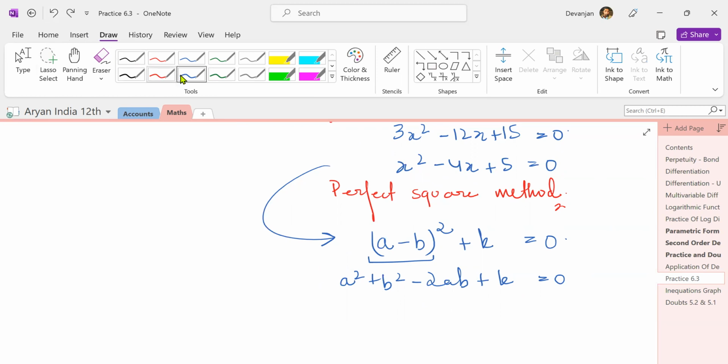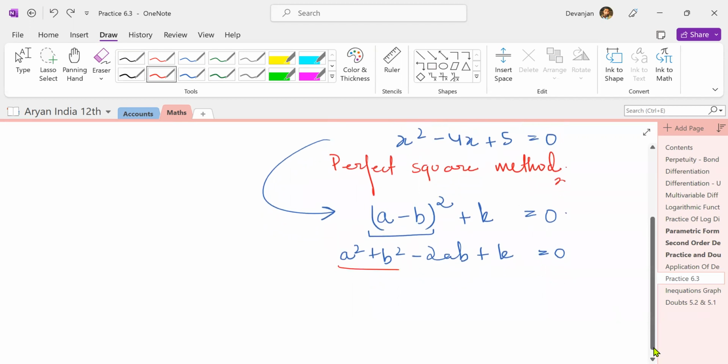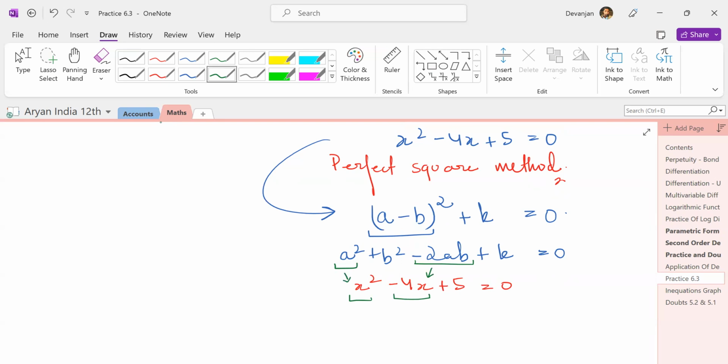Then how to do that is basically, first of all, notice the similarities between this and this. What is the similarity? I'll just write it here for a quick second. X square minus 4x plus 5 equal to 0. Notice the similarity that we already know the squared value, isn't it? We already know one of the squared values. We don't know this. And we know some part of this here, and some part of this is known. The b square is unknown. Some part of the k is known.